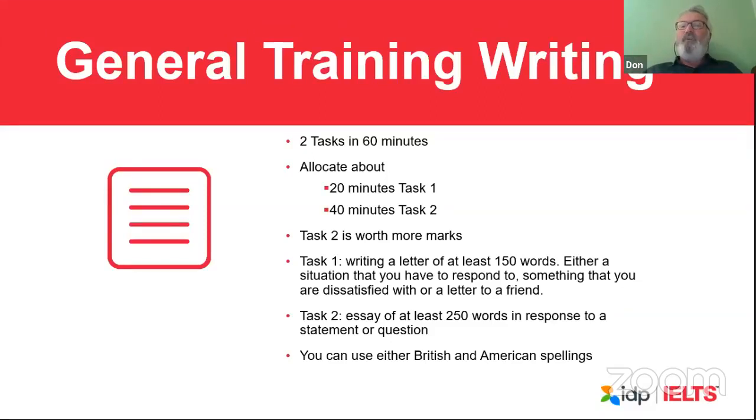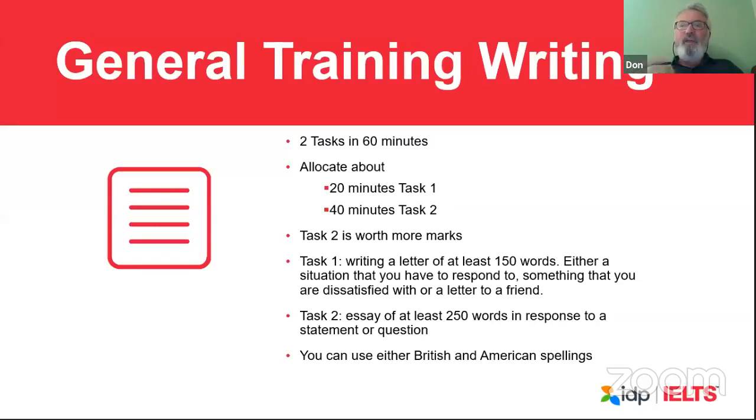Why? Because task 1 is only 1/3 of the mark. Task 2 is 2/3 of the mark. It's twice as important. Here you can see you have to write a letter in general training task 1 of 150 words. The situation is explained to you and you are given 3 or 4 points to cover in your letter. In task 2, it's very similar to an academic task 2 because you have to write an opinion.